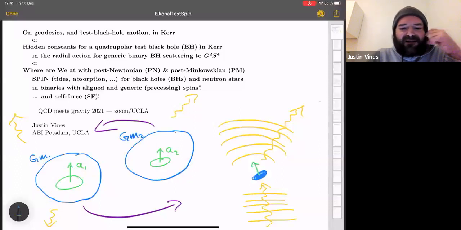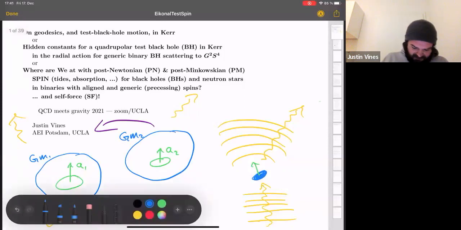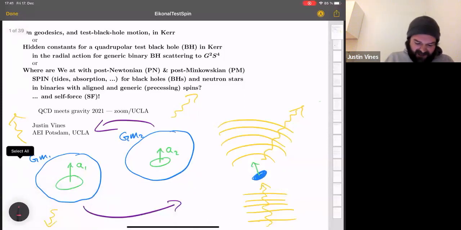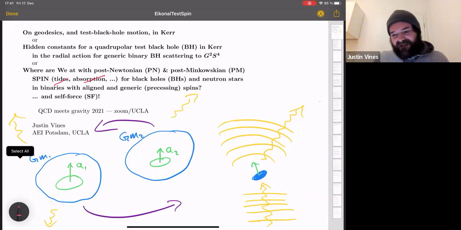So let's talk more about where the community is at with post-Newtonian, post-Minkowskian, spin. This talk is very much about spin. I would love also to talk about tides and absorption, but there's simply not time for that here. Of course, it's not unrelated, especially at the frontiers of these things. I'd also love to talk about neutron stars, but no time.